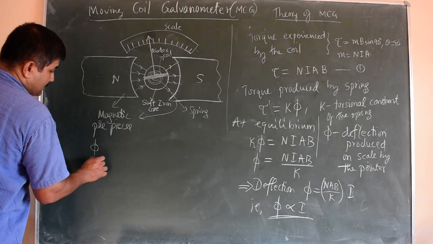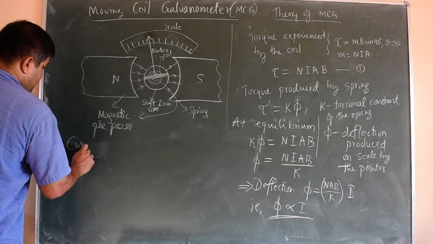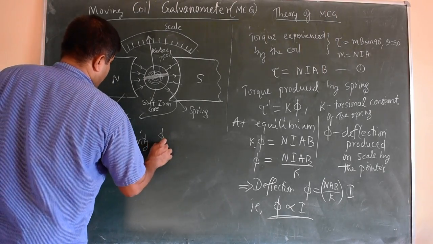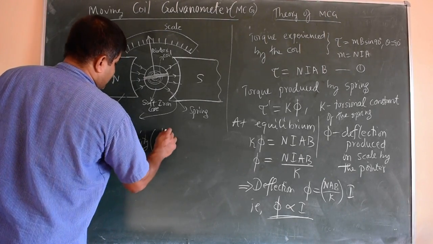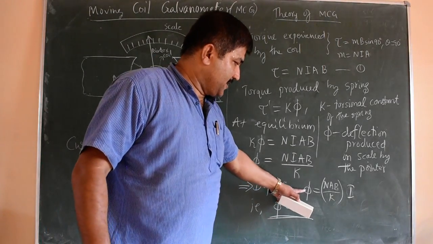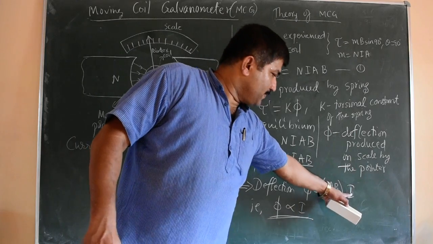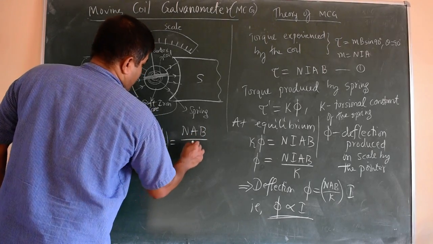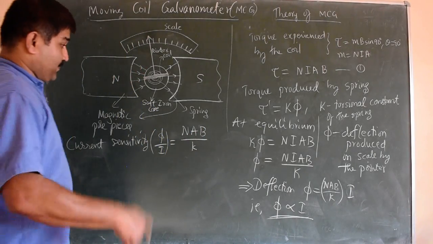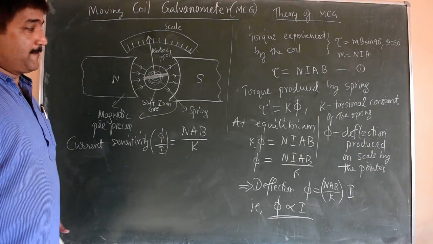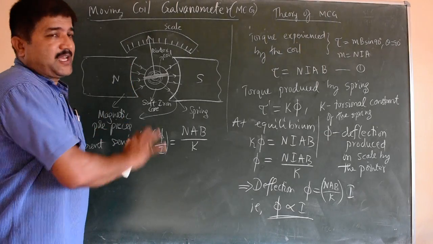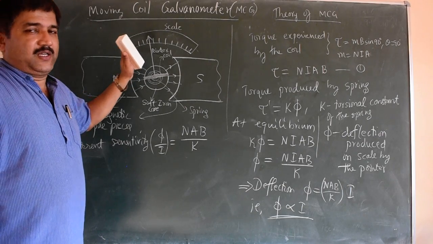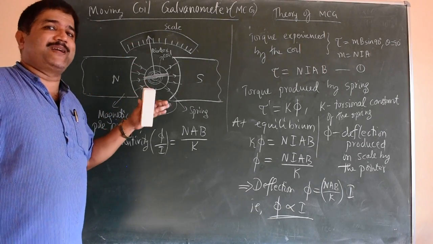So current sensitivity. The quantity phi by I is called current sensitivity. See the expression, deflection phi equal to this much into I. So bring the I to the LHS. So phi by I is NIAB divided by K, where K is the torsional constant of the spring. All these numbers are constant for a given galvanometer. Galvanometer just detects the current. It cannot measure how much current. We have to convert it to an ammeter or voltmeter.